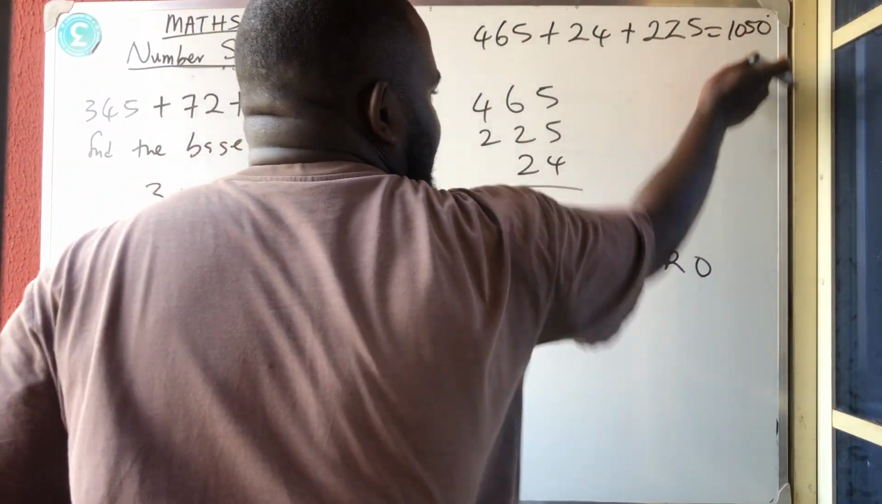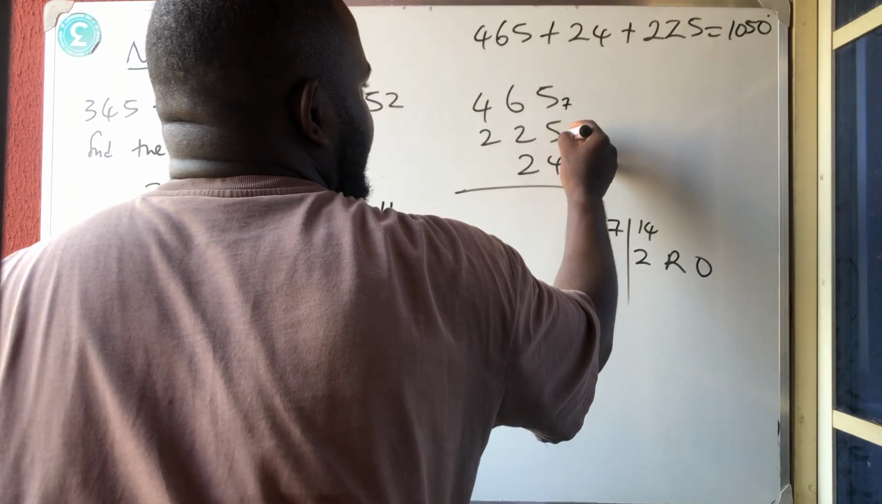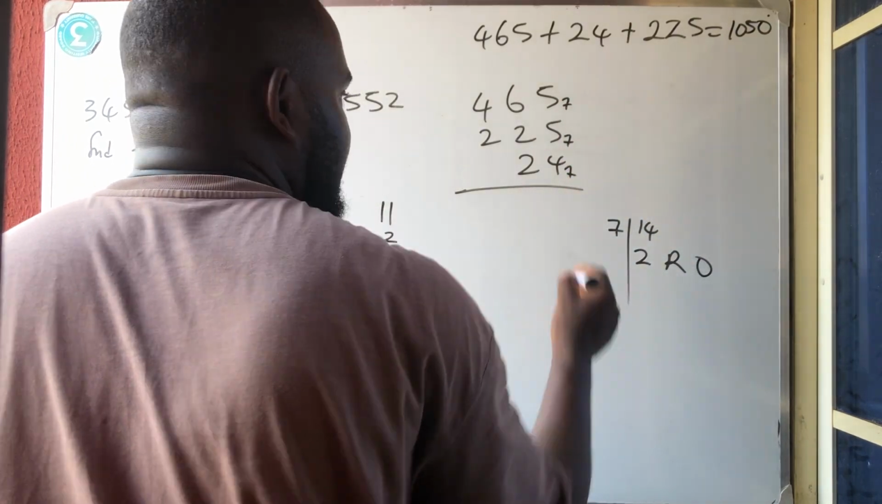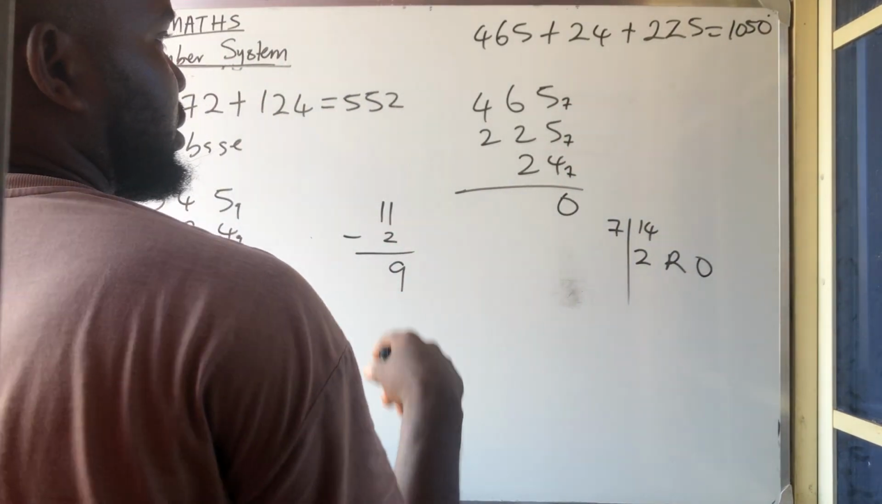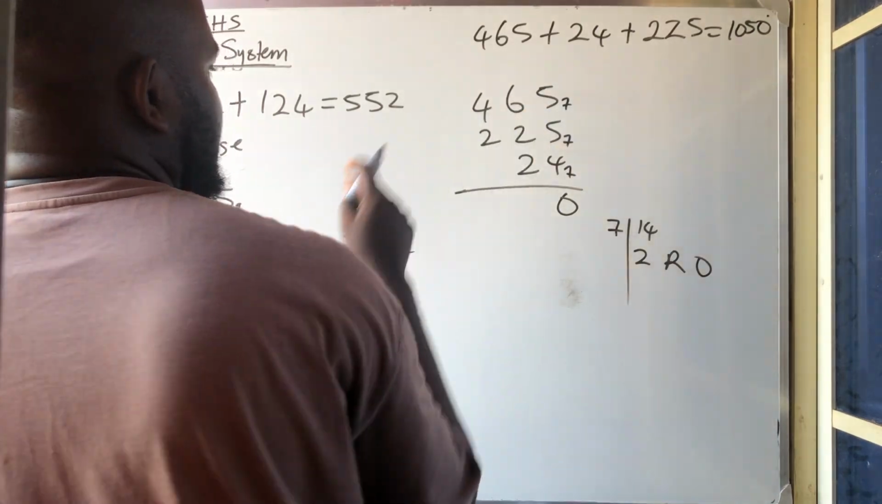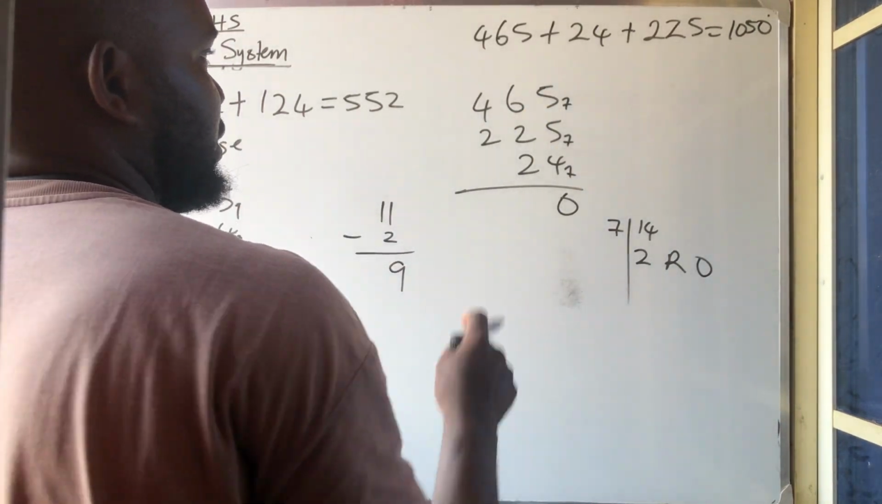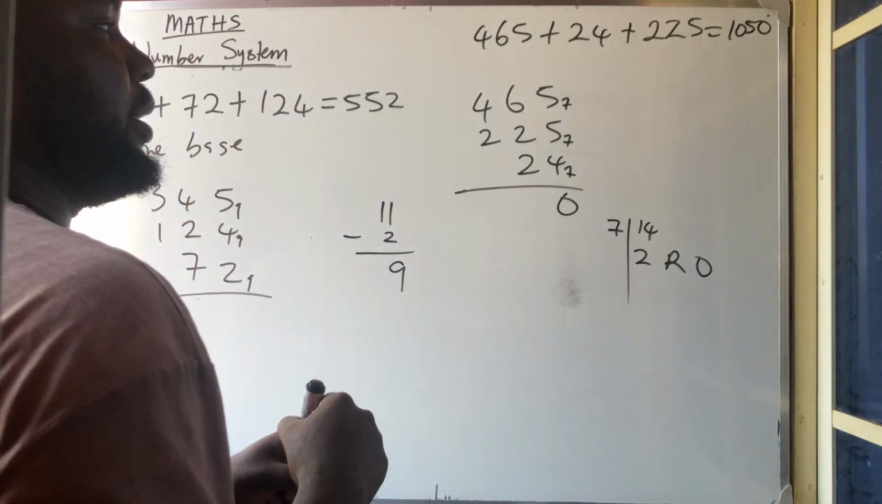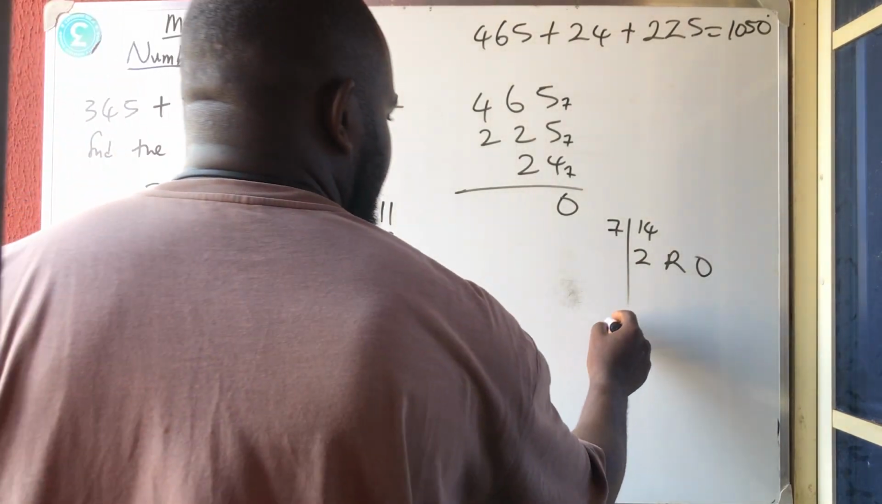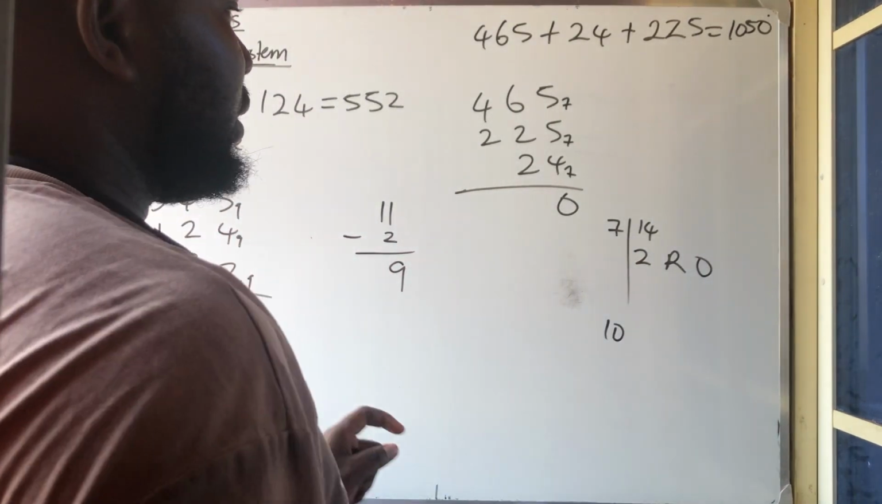That is the only thing that can give us the remainder to be 0. Since the remainder is the same thing as this 0, they are in base 7. But let me try the next one to know if it is correct. This plus this is 6 plus 2 is 8. 8 plus 2 is 10.